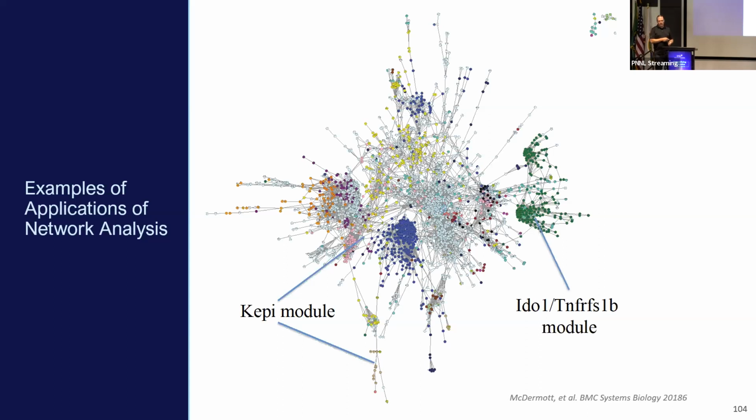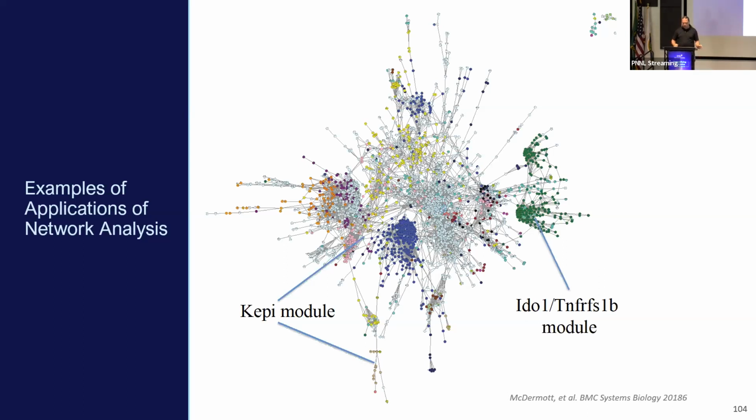This is one of those hairballs, right? It's a big mess. So what can we get from this? Well, one, we did clustering. We identified a number of different interesting pathways that were enriched in these clusters. But two, we used topology.